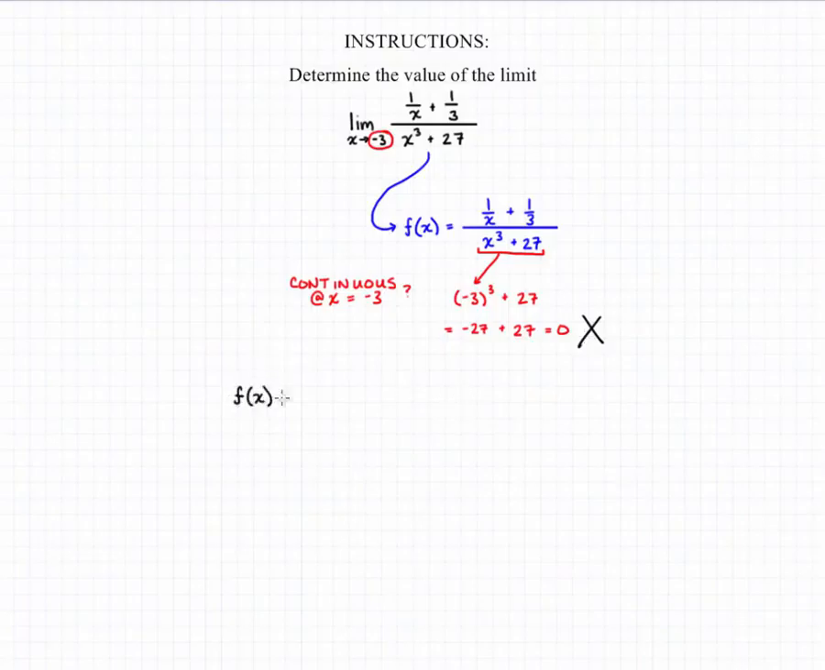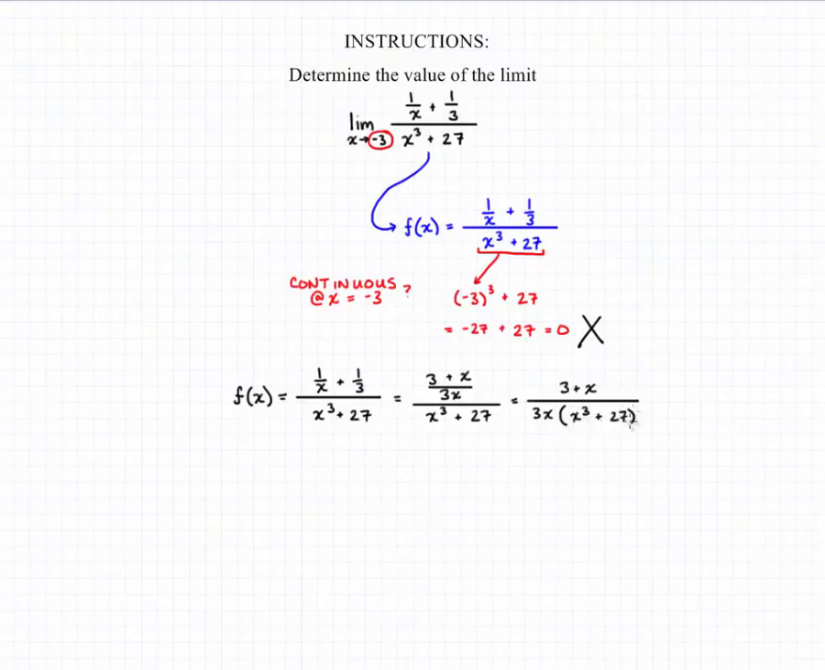We can begin by combining the two separate fractions 1 over x and 1 over 3 in our numerator into a single fraction by using the common denominator 3x. That's going to give us (3 plus x) over 3x, and then all of that over x cubed plus 27. If we drop the 3x into the denominator, we'll be left with 3 plus x in the numerator, and then 3x multiplied by (x cubed plus 27) in the denominator.